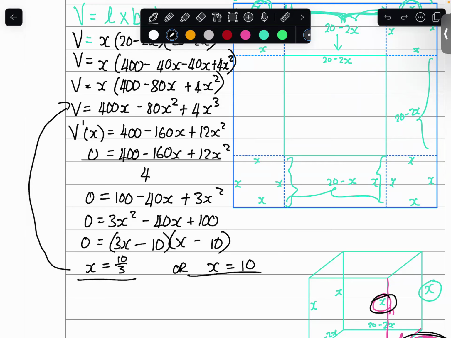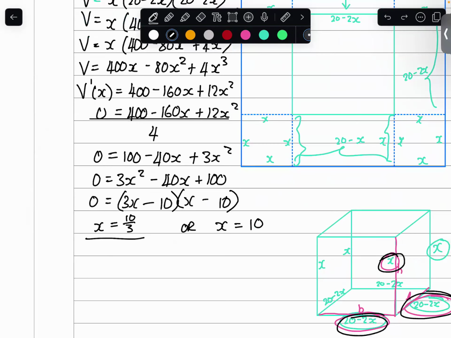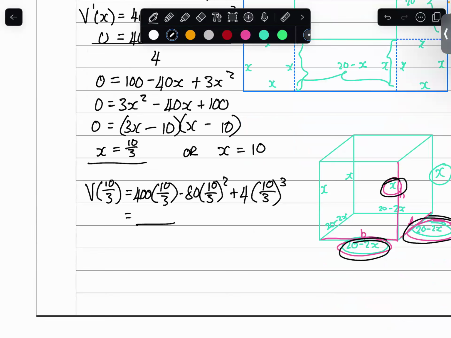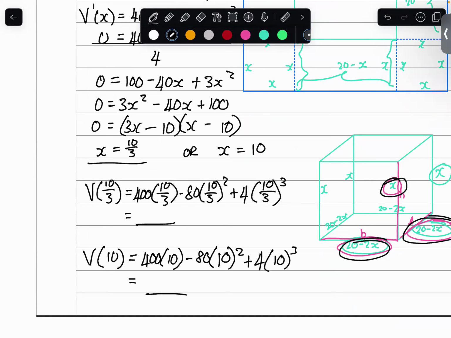So there's two ways to do it. You can sub back in, or you can think of it in terms of a graph. I'm going to sub back in for now. V of 10 over 3 is equal to 400 into 10 over 3, minus 80 into 10 over 3 all squared, plus 4 into 10 over 3 all cubed. Then I'm going to get an answer here. And then I'm going to do the same thing for the 10. So 400 into 10, minus 80 into 10 squared, plus 4 into 10 cubed. And then I'm going to get an answer here.